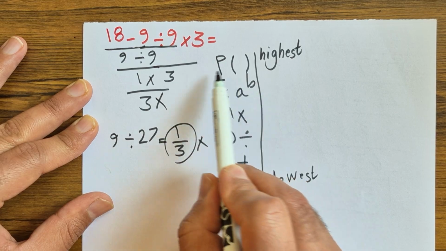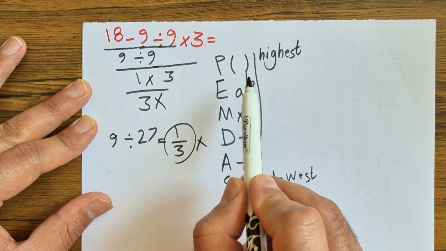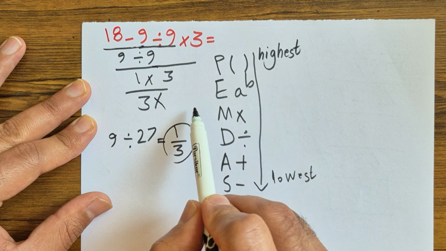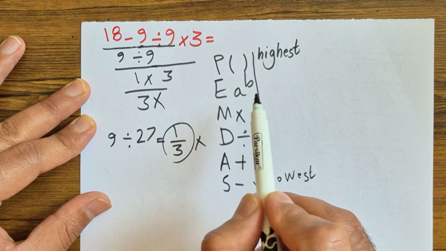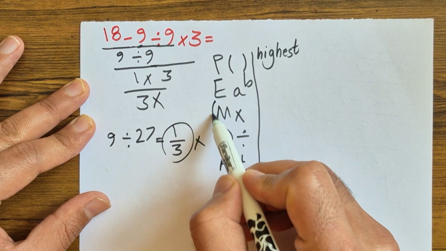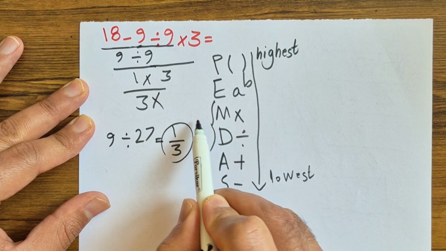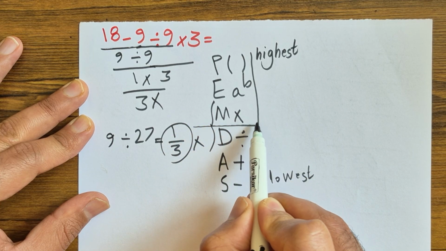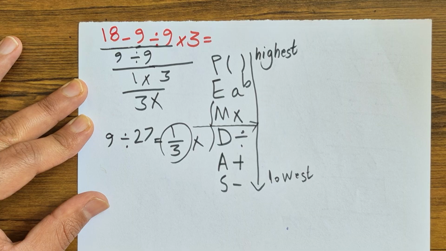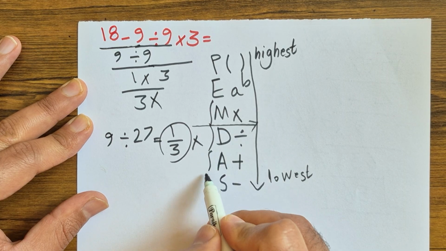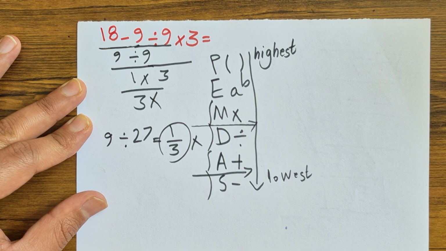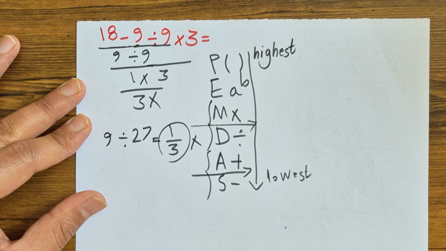If you have any operation, search for parentheses. You must do parentheses at first, champions. Then go for exponents if you see any exponents. Then go for multiplication and division, and you must go from left to right because they have the same priority. Then go for addition and subtraction. They have the same priority as well.